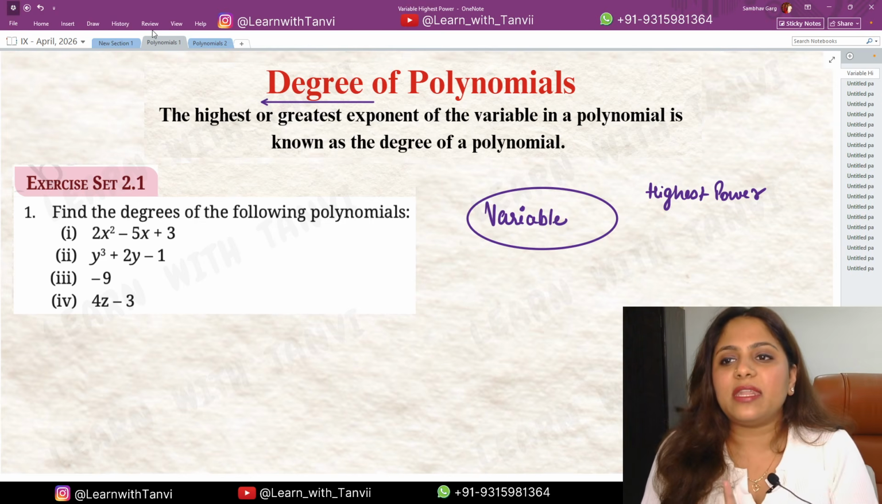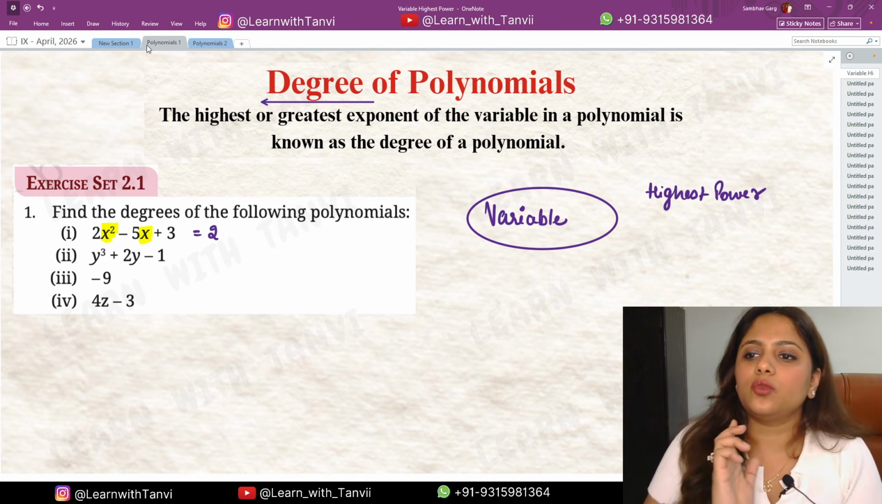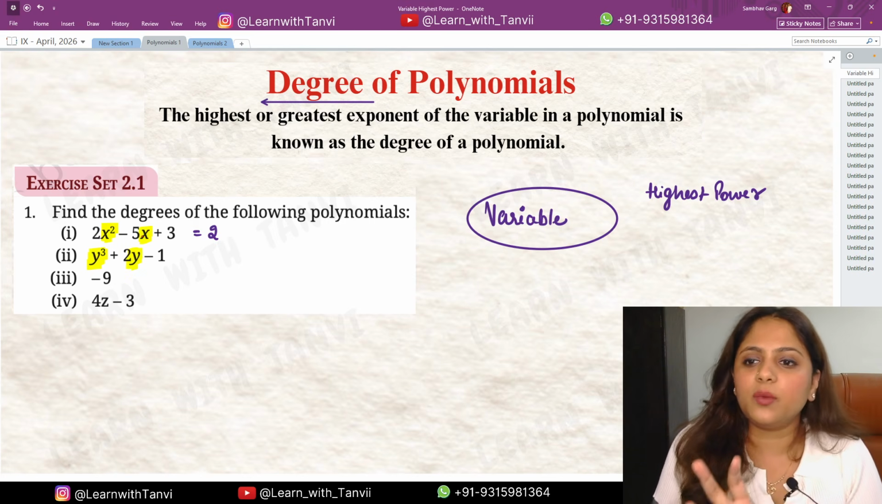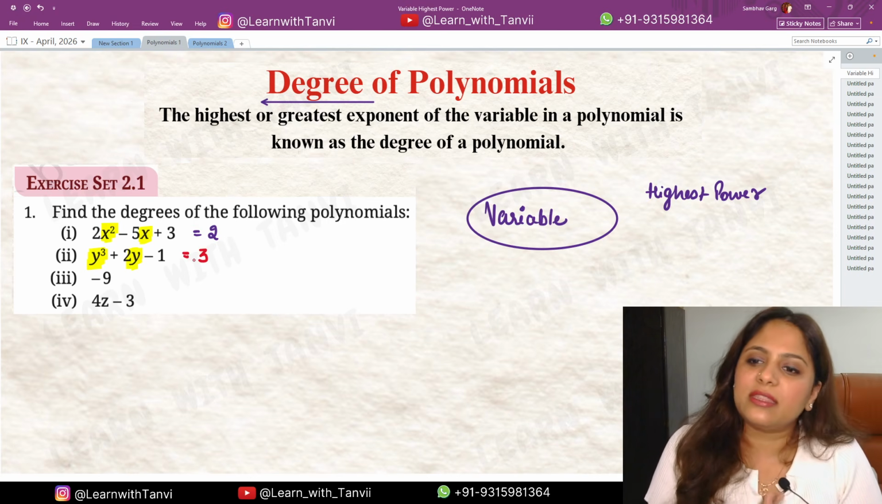Now you see the variables. Variable is this and this. And the highest power I can see is x squared. So the degree will be 2 here. Understood? Now if I go back to the second one, it has y cubed and y. Only two terms have variables, and the highest power is 3. So it is going to be 3.